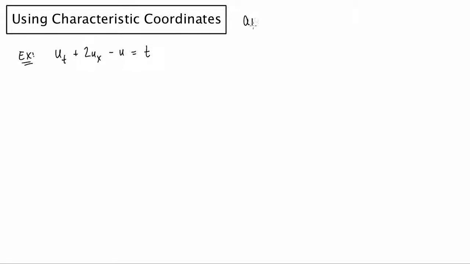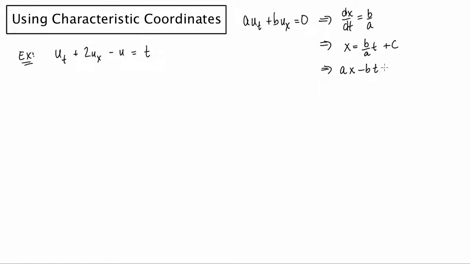Because up till now all we've been able to do are things that look like this, by using the characteristic curves. In other words, if you look at dx/dt equals, let's say in this case, b over a, the characteristic curve has the property that x equals (b over a)t plus a constant. So if I multiply through by a, I get ax minus bt equals c. So my characteristic curve, phi of x,t, is ax minus bt. So everywhere the PDE is constant along the line ax minus bt.